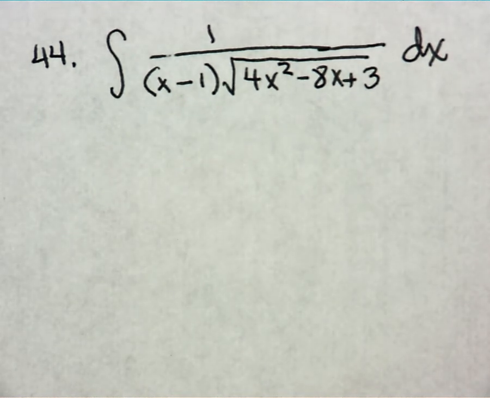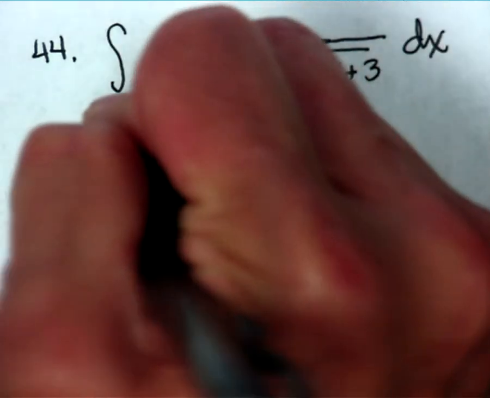Looks like it might be arcsecant if there was a way to get an x minus 1 squared inside that radical. How could I make that happen? How could I get x minus 1 squared? Yeah, just see where that goes.